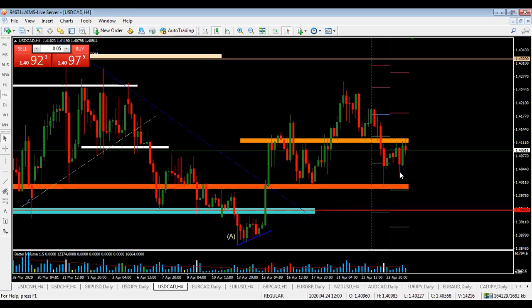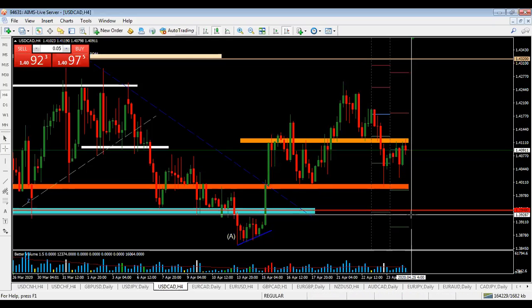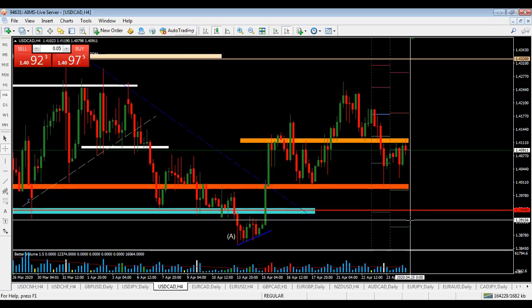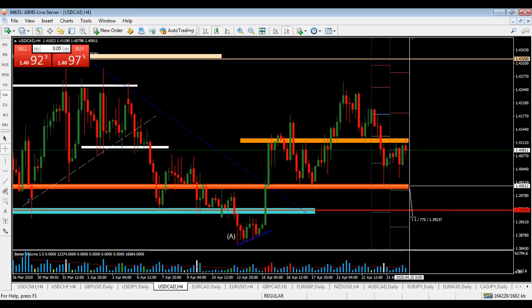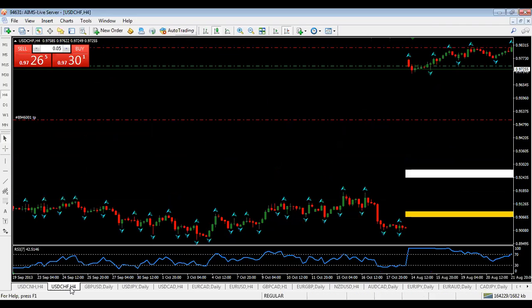So once price comes into this area, we'll open a buy. And our stop loss can be here. All right, and I'll take profit. So from this point on, we're going to risk 80 pips to target 310 pips. So it's a good position to be in.